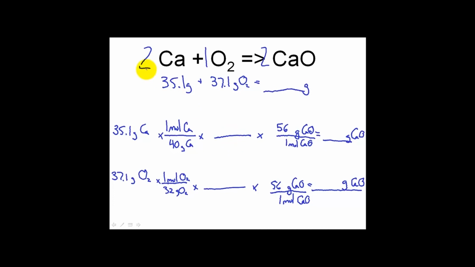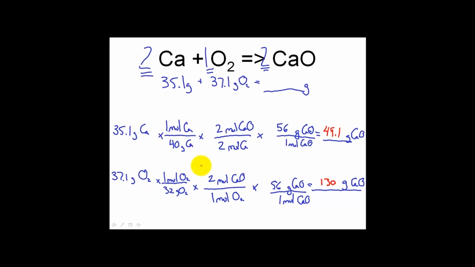So we need a ratio that actually bridges calcium and calcium oxide. And up here I see I have 2 moles of Ca per every 2 moles of CaO. And on the bottom, I'm going to have oxygen, and oxygen is 1 mole, and CaO we saw before was 2 moles. Okay, let's calculate it out, guys.